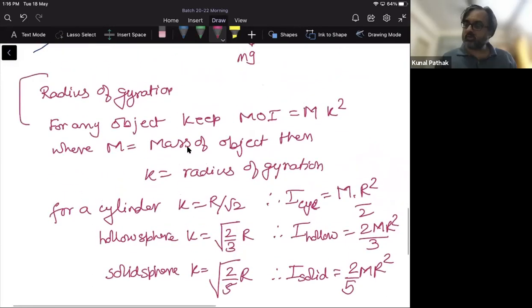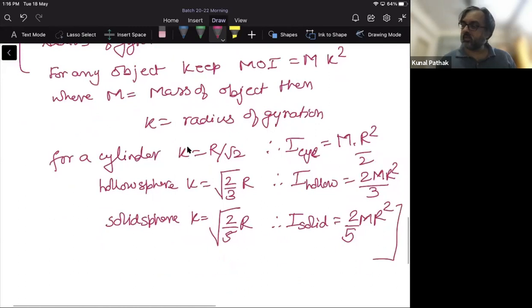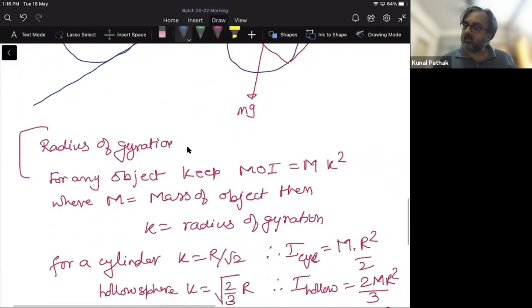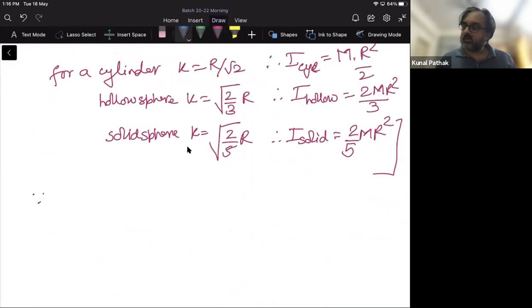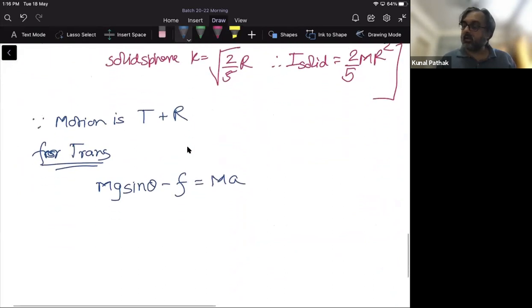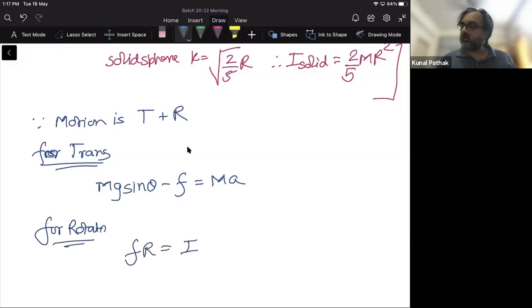So I'm going to use this concept. For this guy, since the motion is translation plus rotation, I will write for translation mg sin theta minus f is equal to ma. And for rotation, I will write down fr is equal to I alpha.